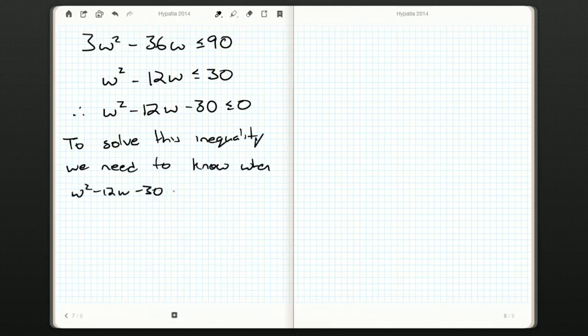So if we want to know when this is less than or equal to 0, we're going to need to know exactly when it is equal to 0. Right? Because if we imagine our parabola, it's going to be between the two roots that it's negative, and it's going to be outside the two roots that it's positive. Okay.